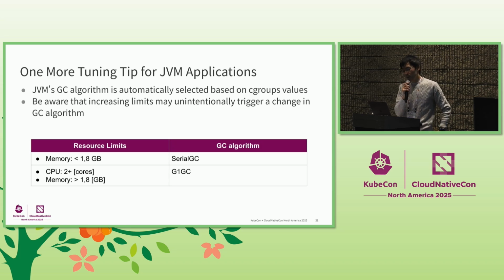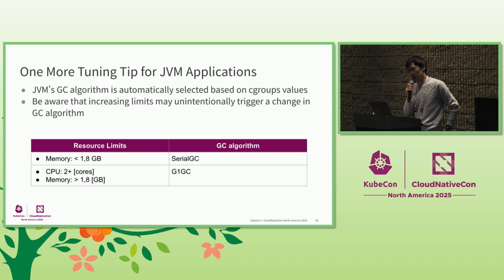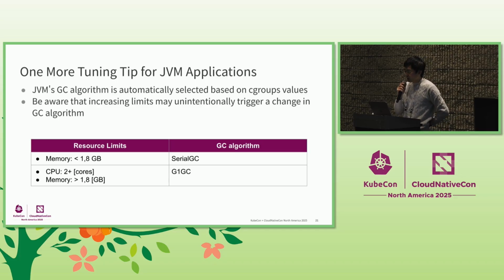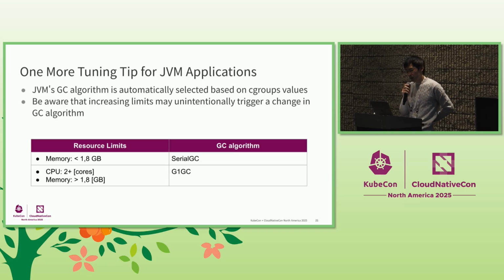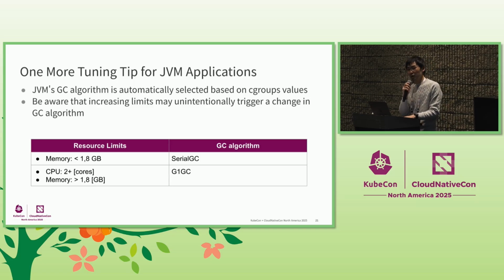And there's one more tip for Java. Java has multiple GC algorithms. And if you don't specify one, the algorithm is selected automatically according to the limits value. So if you raise memory limits without considering this, it may cause unintended behavior changes, so be careful.